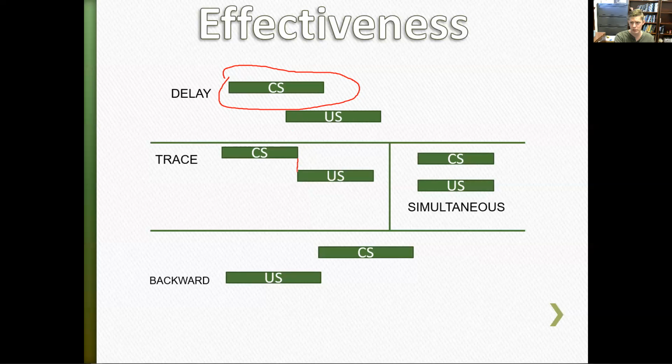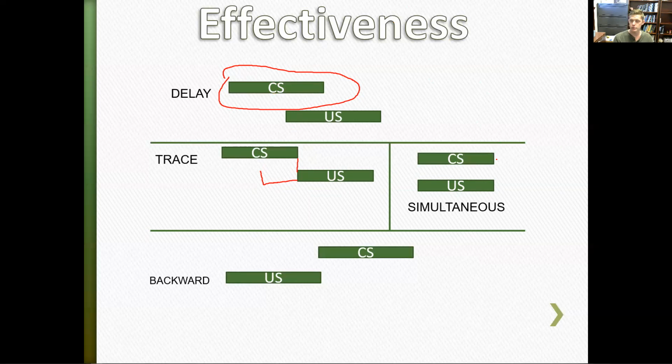If this gap is minimal, then it really looks basically the same as delay conditioning. However, if you have a substantial gap in time, then trace can become substantially less effective. Simultaneous is going to produce some conditioning, but as I said, it really doesn't produce a lot of information that is useful to the animal or ourselves.